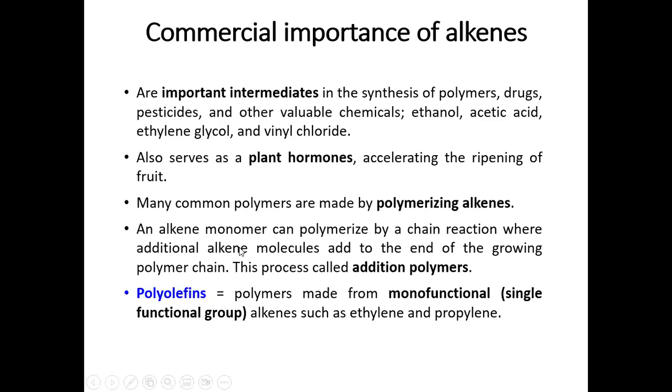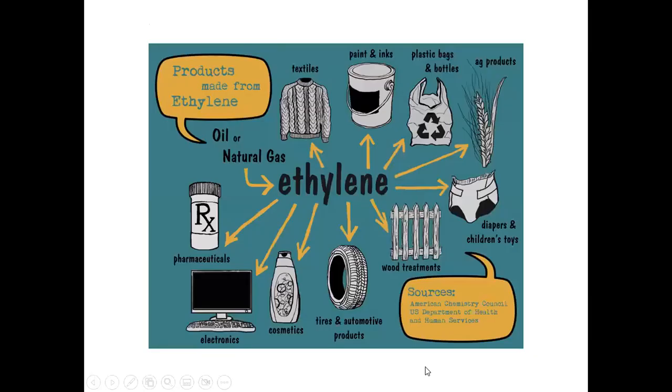So basically, you will see the alkene monomer can be polymerized by a chain reaction. So we call these addition polymers. It can produce several products through this process. For example, polyolefins are polymers made from a monomer with a single functional group, for example, ethylene and propylene. So these are examples of products that come from ethylene.